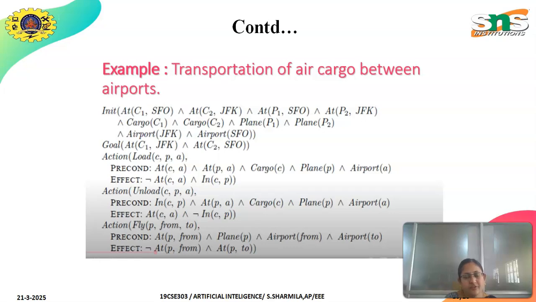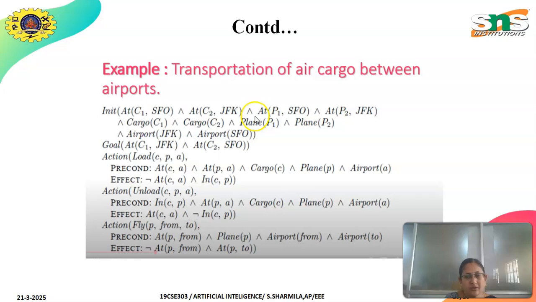And if we go for an example of transportation of air cargo between airports, we know that there is an initial state and a goal state. In between, we have the actions. In every action, we have two parts, that is the precondition and the effect. So many actions are available between the initial state and the goal state.